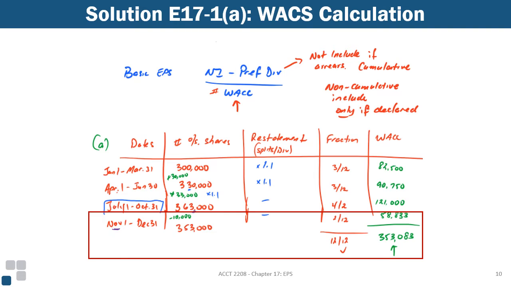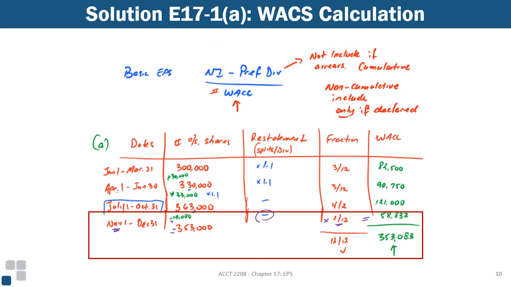Then on November 1st, there's the reacquisition of shares. So we subtract 10,000 because the company bought 10,000 shares back. So at that point, there are 353,000 shares. There's no restatement, that's why this is blank. And multiply by 2 out of 12 is 58,583, 2 out of 12 months, not shares. November plus December is 2 months.